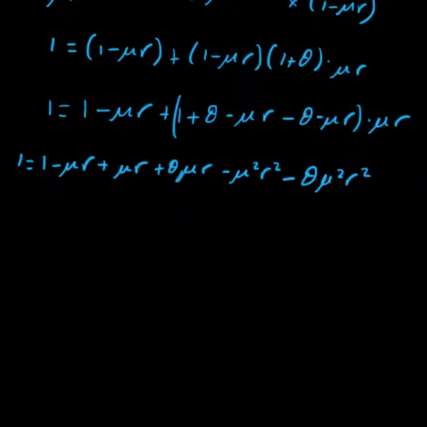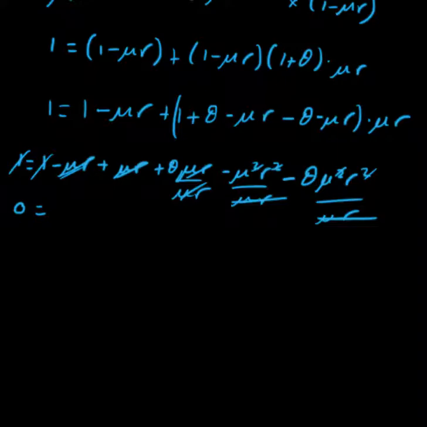Now we can just start finding out what R is equal to. The first thing we can do is cross out these 1's, and that's going to be 0 is equal to. These two cancel out as well, so we can get rid of that. And then we can also just divide everything by mu R. If we divide that by mu R, they cancel out. This one divided by mu R cancels out there. Same thing over here. And so now we're just given theta minus mu R minus theta mu R. Alright, that's then fairly straightforward.